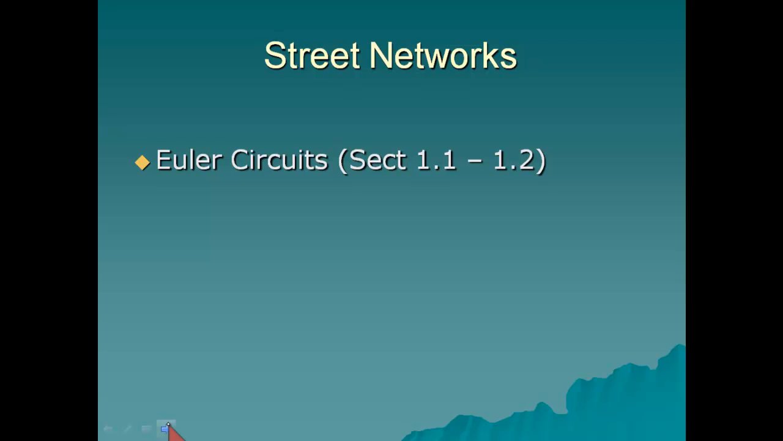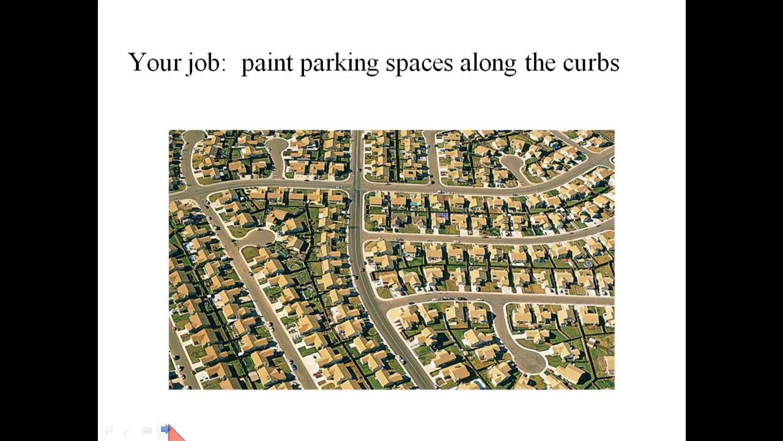The first topic, called Euler Circuits, comes from sections 1.1 and 1.2 in our textbook. Let's look at a sample application. Suppose as some sort of fiendish punishment, somebody assigned you to paint the curbs in this subdivision. So there are cul-de-sacs and irregularly shaped streets. Your job is literally to walk along the edge of each curb and to paint parking spaces along them.